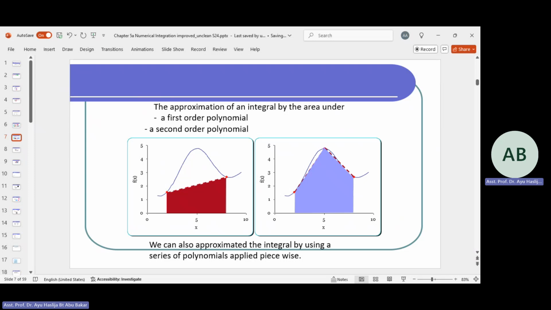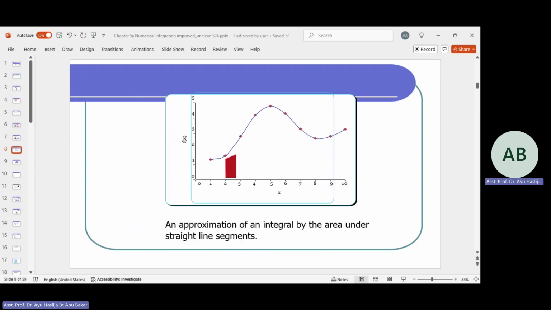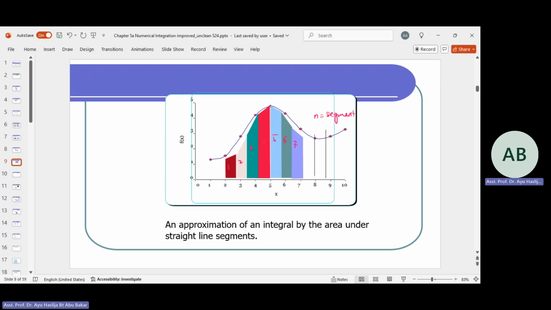Okay, this is the same as I explained. Now, if you have more segments, let's say here you have 7 segments. So here n equals 7. Remember n is the order, section, segment.